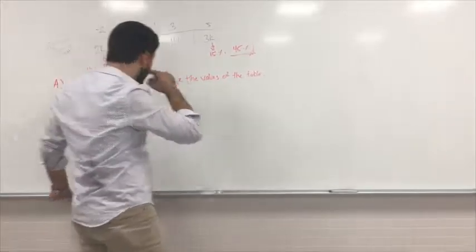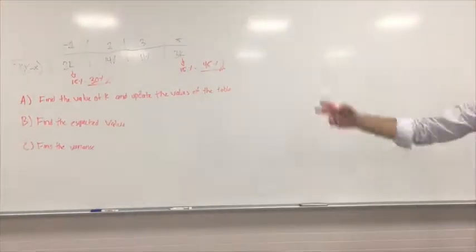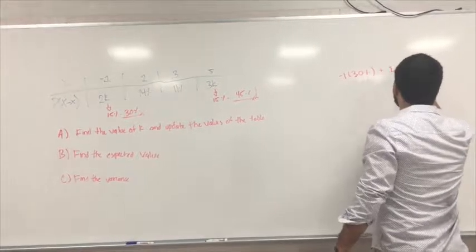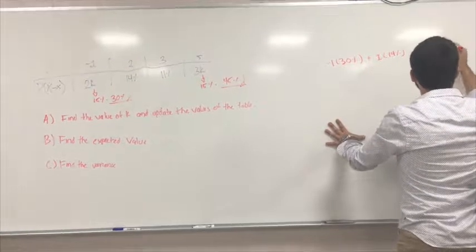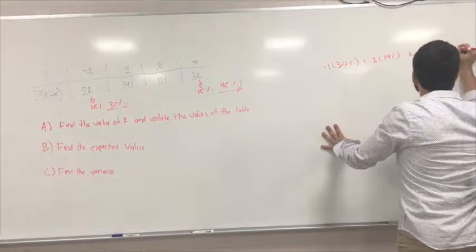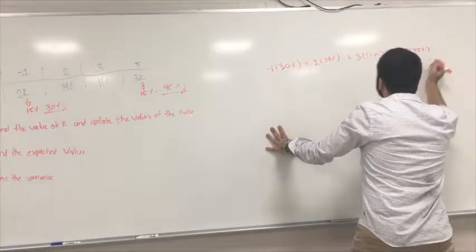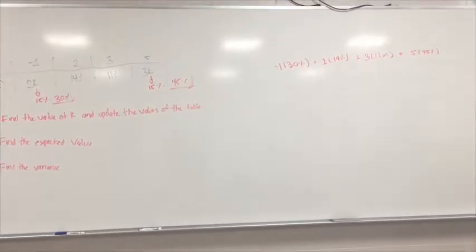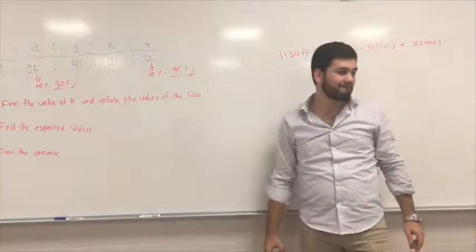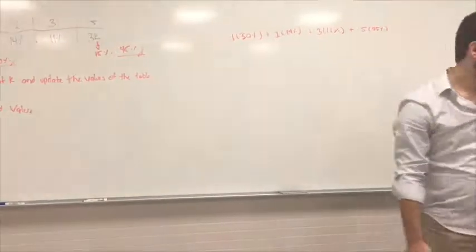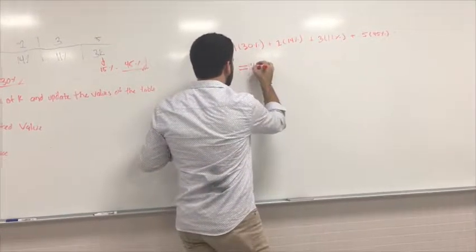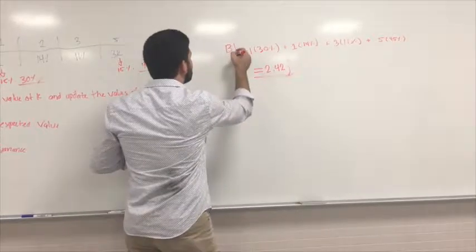To find the expected value, you have to multiply the x, that is minus 1 times 30% plus 1 times 14% plus 3 times 11% plus 5 times 45% equals 2.42. The expected value is 2.42.